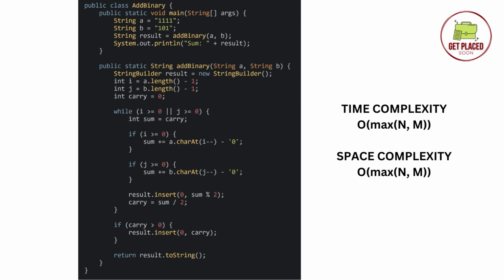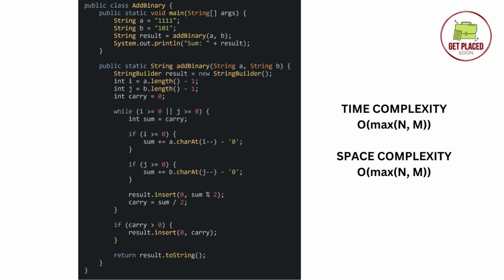Now, the space complexity is also O of max n comma m, because of the size of the result string builder. Here it is a string builder variable, right? So it depends on the length of the longer input string. If A is longer, then A will decide the complexity. If B is longer, B will decide it. So I hope you understand the time and space complexity are the maximum of either n or m. Whichever string has the maximum length becomes the time and space complexity.